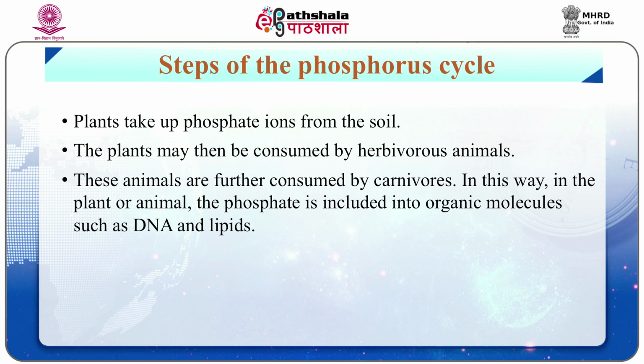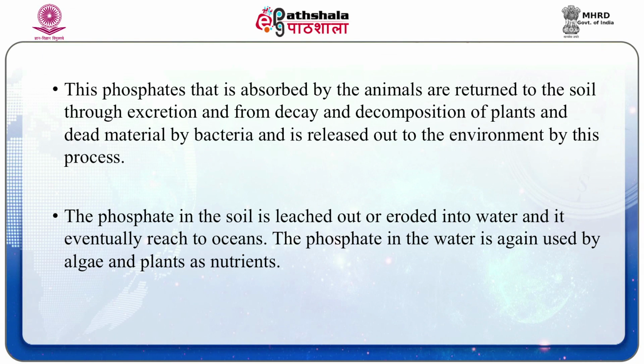The plant may then be consumed by herbivorous animals. These animals are further consumed by carnivores. In this way, in the plant or animal, the phosphate is included in organic molecules such as DNA and lipids. The phosphate that is absorbed by the animals is returned to the soil through excretion and from decay and decomposition of plant and dead material by bacteria, and is released out to the environment by this process. The phosphate in the soil is leached out or eroded into water and eventually reaches the oceans. The phosphate in the water is again used by algae and plants as nutrients.